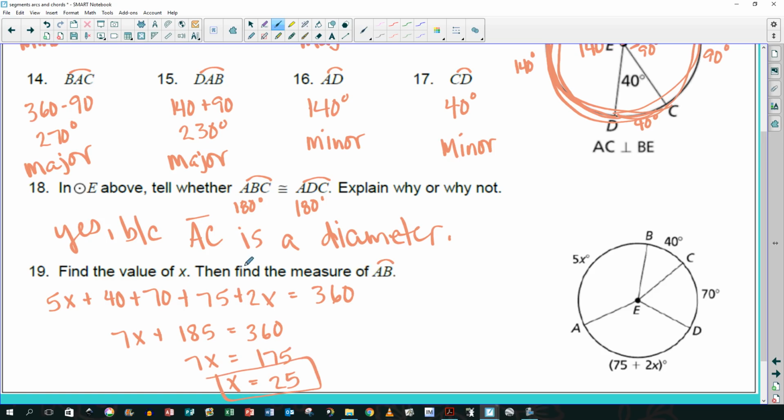So x is 25. Now it says to find the value of x. Check. Found it. Find the measure of arc AB. Well, arc AB is this arc right here. So AB is 5x. So that means 5 times 25. So 125. So the measure of the arc is 125 degrees. Which now I could find the others too. So that would be 125. And we got 70, 40, 125. Well, add them all up, subtract from 360, and you can get this one. All right.